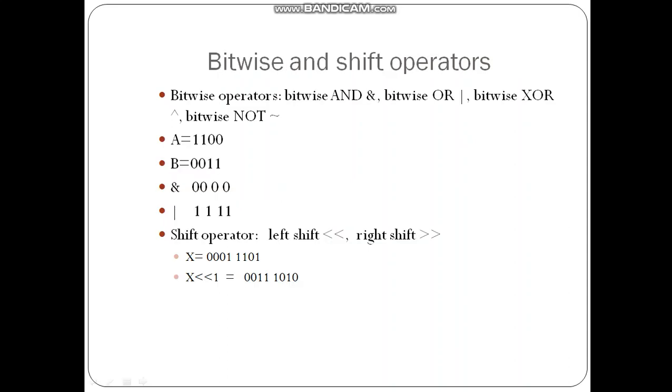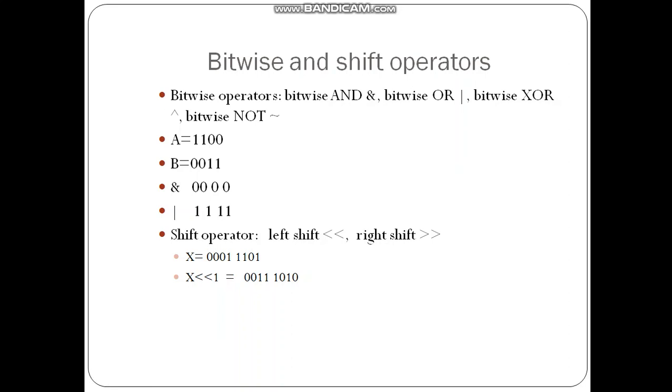Let us see what are bitwise operators and shift operators. Till now we have discussed only the unary operators, and binary operators we have already discussed. Now we discussed the increment and decrement operators and the ternary or conditional operator. Now it is bitwise and shift operators. Bitwise operators are bitwise AND, the symbol is the single ampersand. Don't confuse the logical operator and the bitwise operator. The next one is bitwise OR, this is the symbol, and bitwise NOT, this is the symbol. Basically it deals with binary values.